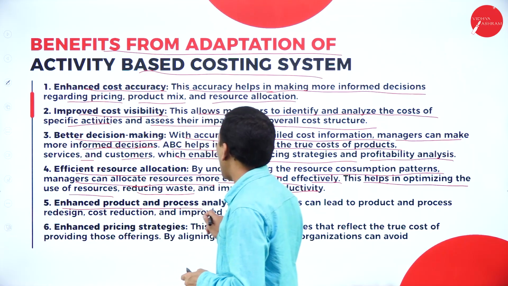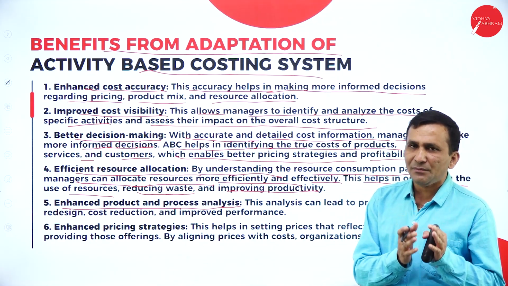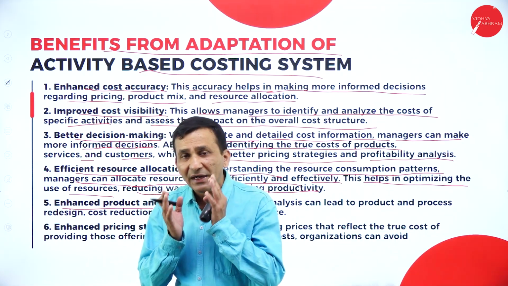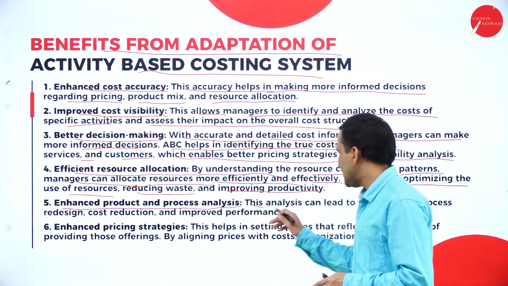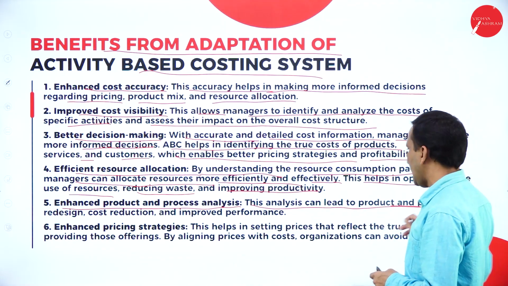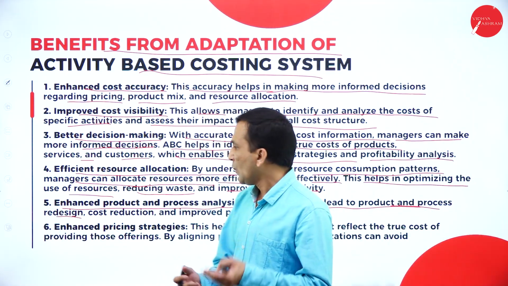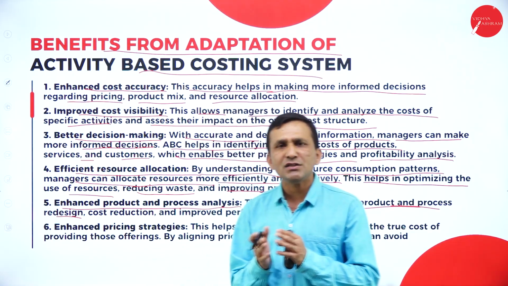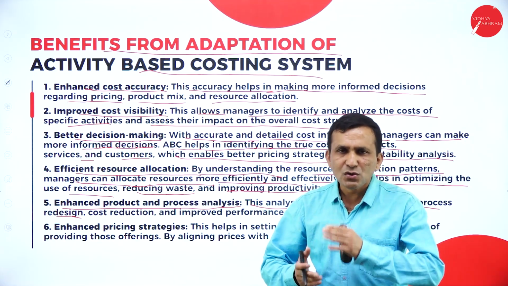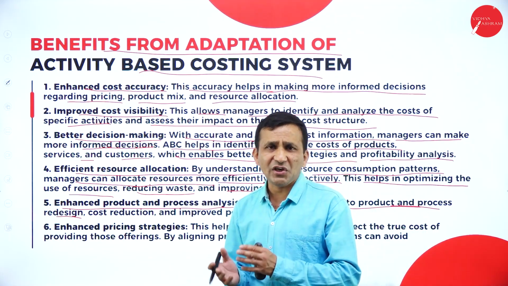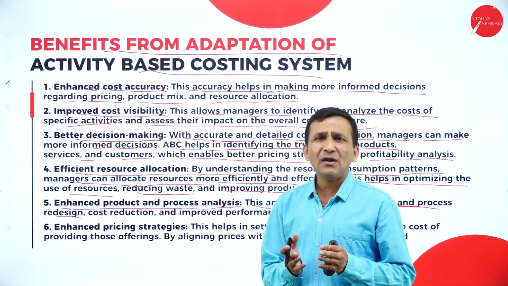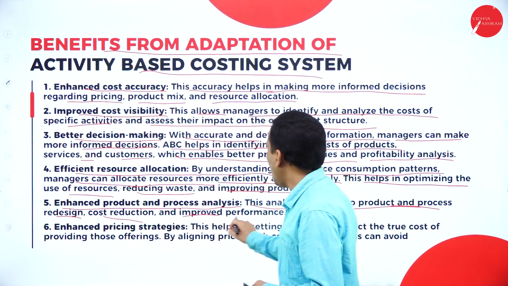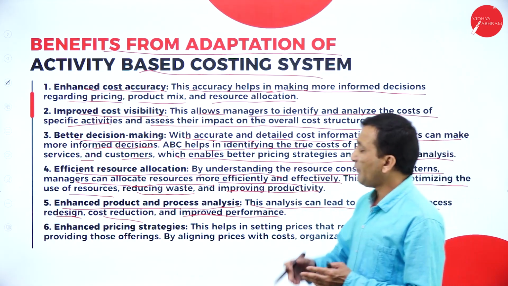Next one, enhancing product and process analysis. Certain processes or products will move in a positive direction because of the identified activities. This analysis can lead to redesigning of the product and process. In case you are setting a cost structure which is not working under the standards set by management, we will make slight modifications. Because we know where we are spending unnecessarily and how to avoid the cost, cost reduction and improved performance can also be found easily.